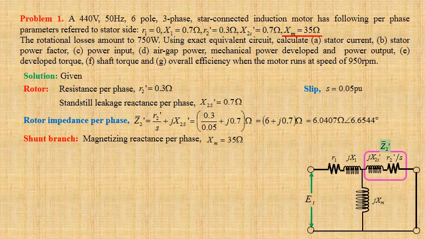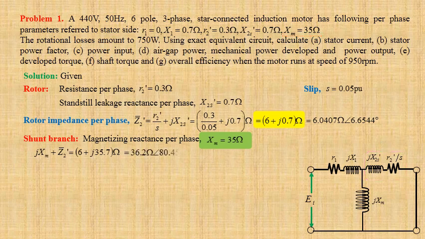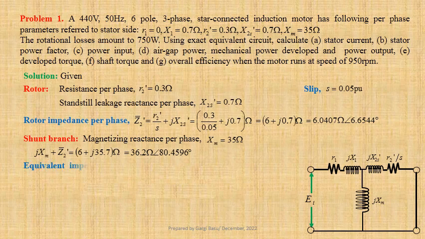Let us now calculate jXm plus Z2 dash. Using values we get 6 plus j times 35.7 ohm. This may be written in polar form as 36.2 ohm at an angle 80.4596 degree. Now we shall compute equivalent impedance per phase.